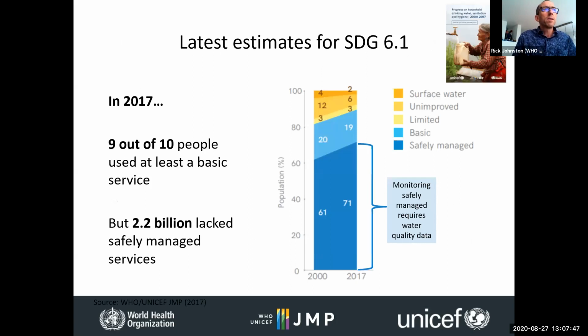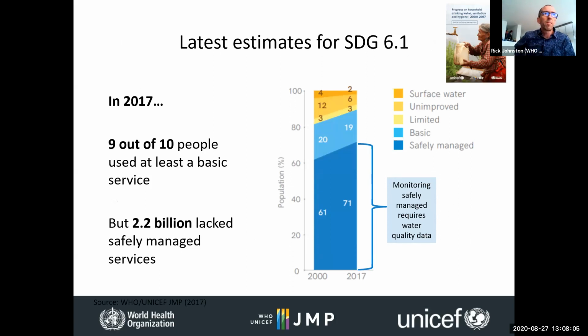What the JMP does is we collect and compile national data about water, sanitation, and hygiene, and use those to produce national estimates and then aggregate them to regional and global level using standardized methods and the global indicators, including safely managed drinking water services.